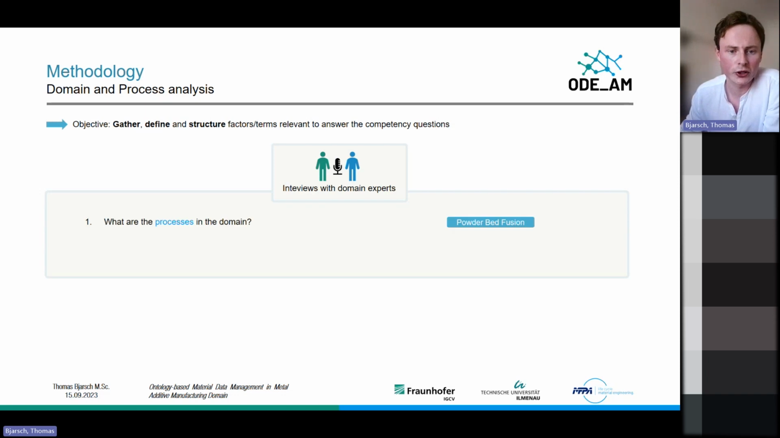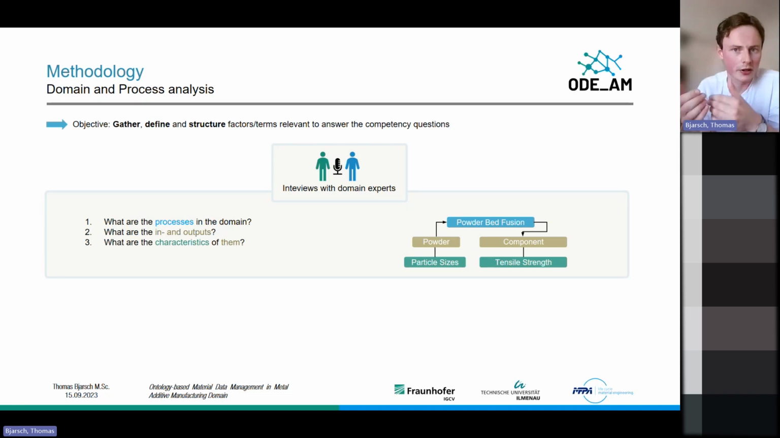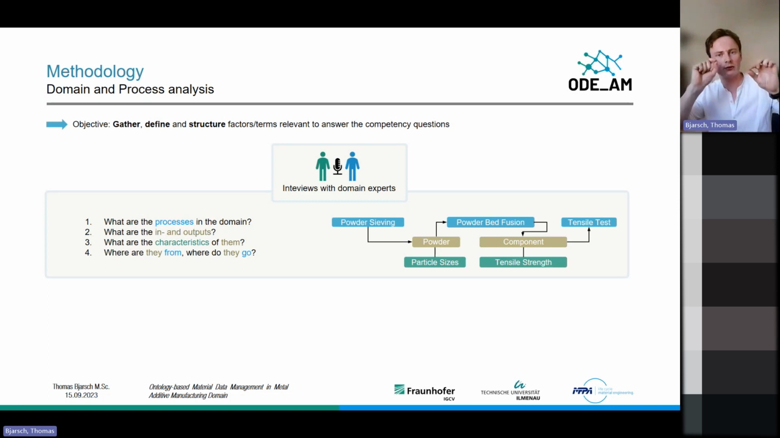So it followed always the same pattern, asking what are actually the processes in your field. For example, the powder bed fusion process, what goes into this process and what comes out. For example, the powder goes in, the component comes out. What are the characteristics of these in and outputs? For example, the powder has a particle size distribution and the component has a tensile strength. And then asking, okay, where do these in and outputs come from, and where do they go?